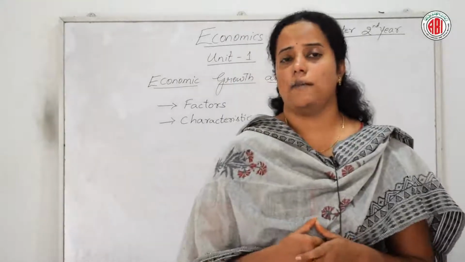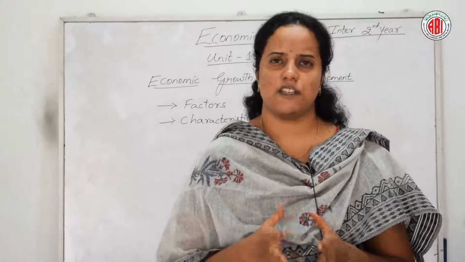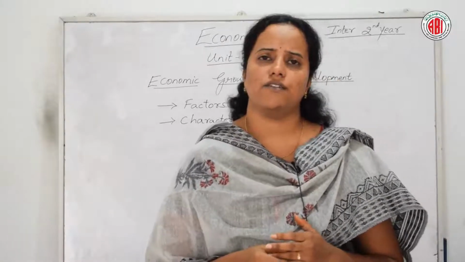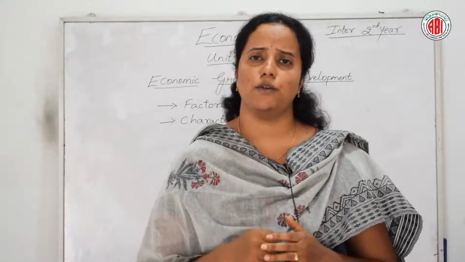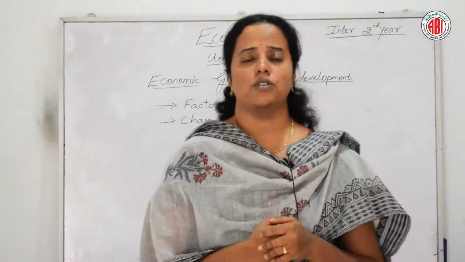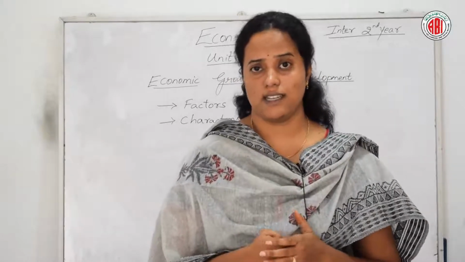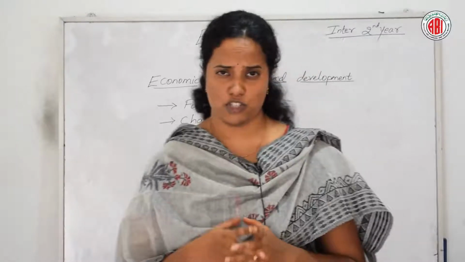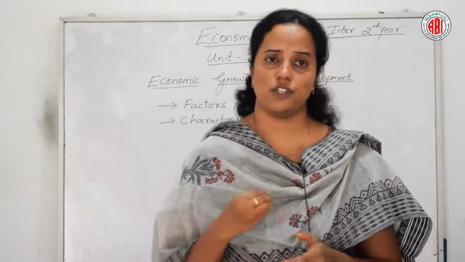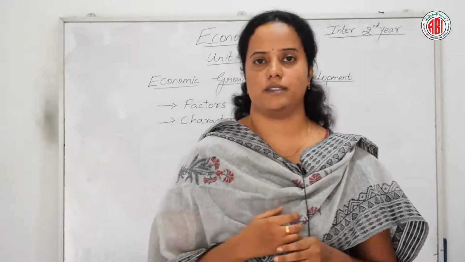Next topic is the characteristics of economic development with special reference to India. The first characteristic is predominance of agriculture. So what is predominance of agriculture? About two-thirds of India's workforce is engaged in agriculture, which means most of the people work in agriculture. Yet the contribution of agriculture to national income is only about 19%.